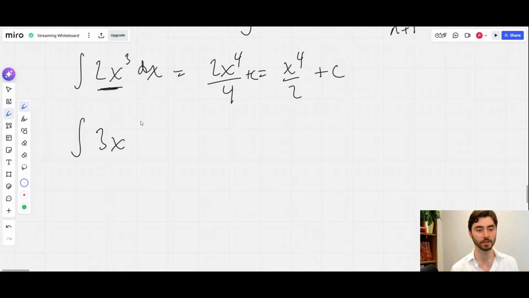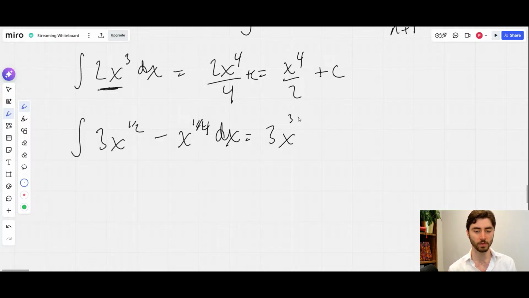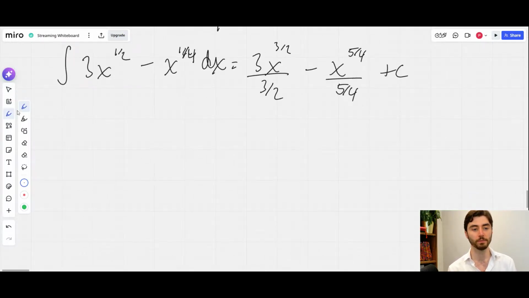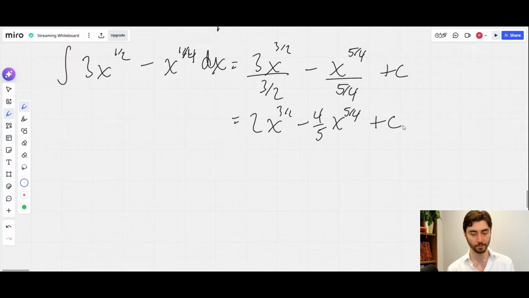So 3x to the half minus x to the quarter, for instance. If we're integrating that, raise 1 to the power becomes 3 over 2. We have to divide by 3 over 2. Raise 1 to this power, divide by the new power, and add a c. And then you can simplify. So dividing by 3 over 2 is the same as multiplying by 2 over 3, which makes that 2. Dividing by 5 over 4 is the same as multiplying by 4 over 5. So it becomes that. And then we have our plus c.